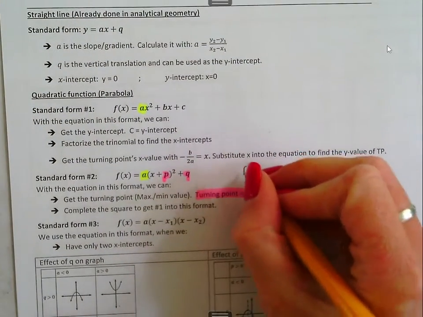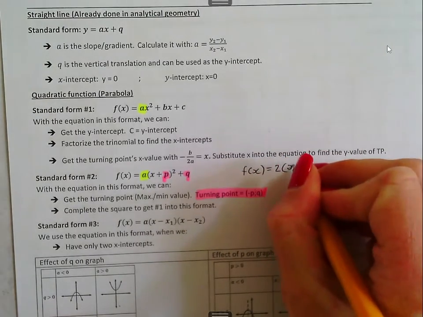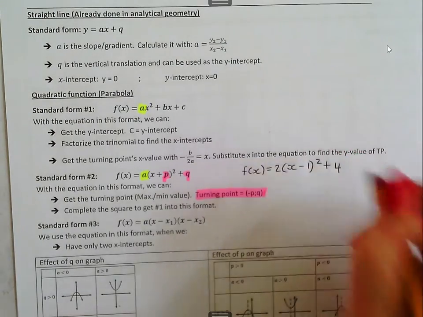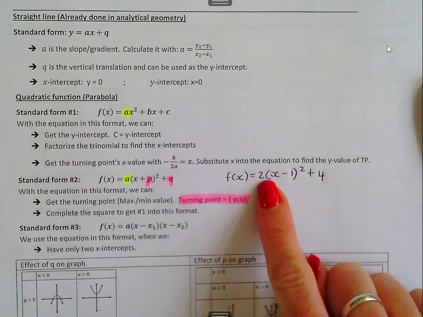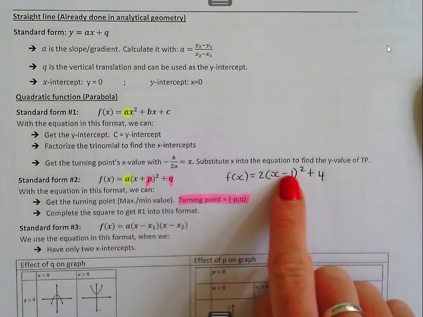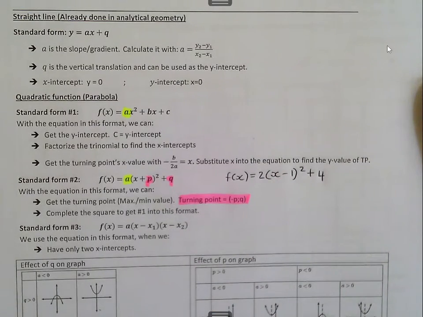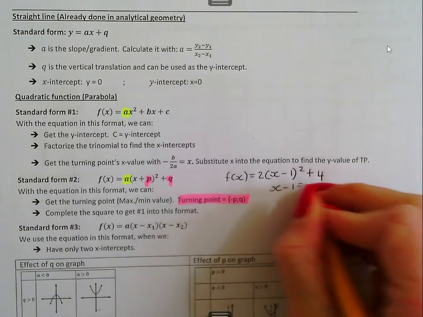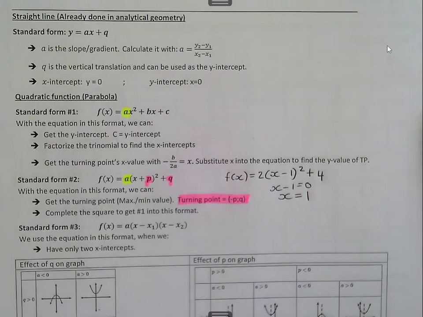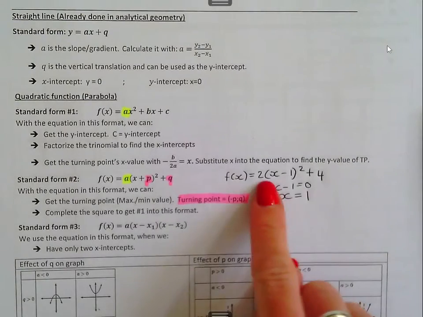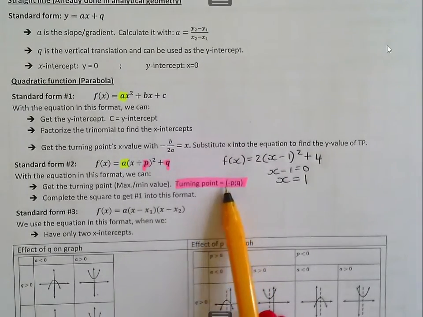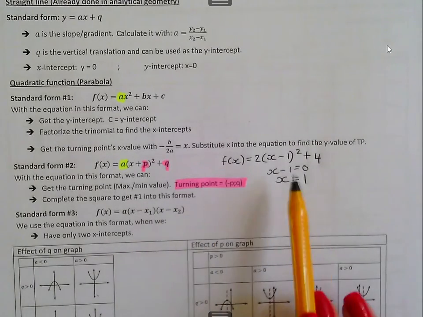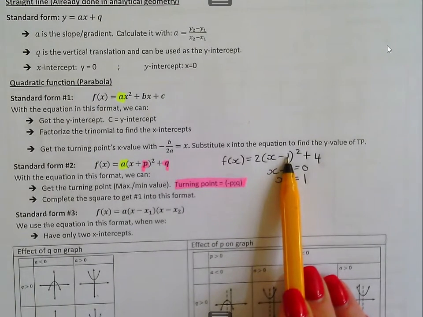If, for example, the equation was f of x equals 2 times (x minus 1) squared plus 4, the information I get from that is it's a happy graph because the 2 is positive. And I can also get the turning point. But now, do you see that the p value is inside of a bracket? So for me to get that thing outside of the bracket, what I'm actually doing is saying x minus 1 is equal to 0, and then I find x to be 1. Because they are on the same side of the equal to sign, I need to get it to the other side to find its value. And for that reason, the turning point is negative p. It's whatever p is, but with a negative. So because it's negative 1, I know that the x value of the turning point is 1.